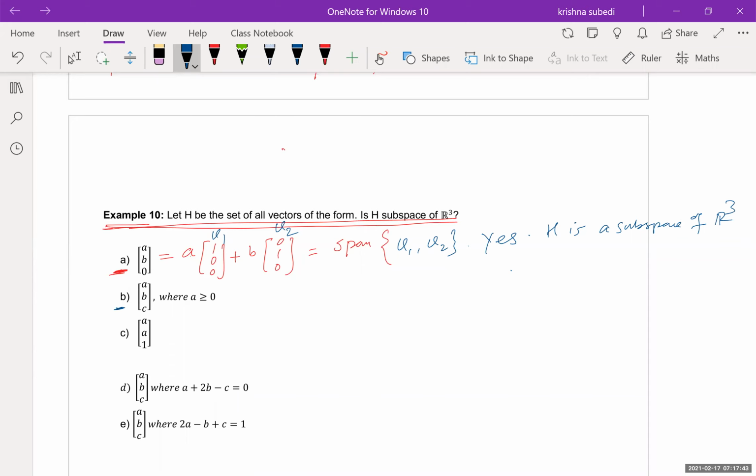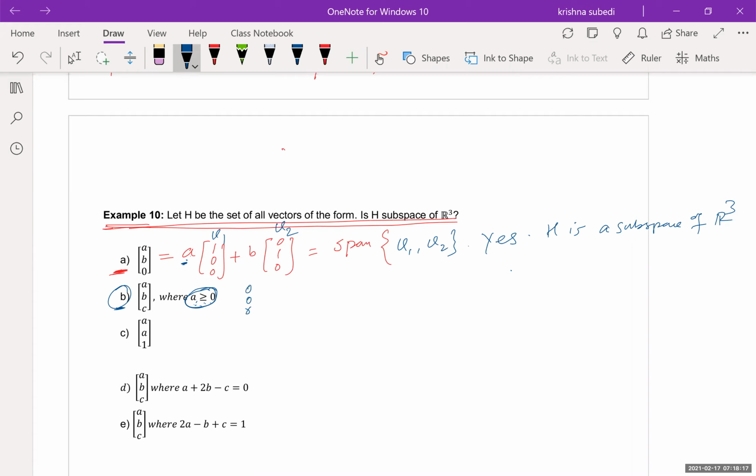Now let's look at part B. In part B, there is a condition given: a can never be negative. Okay, there is a restriction. In part A, there was no restriction. You can suppose a and b, anything that you like. But now there is a restriction: it has to be non-negative. So it will satisfy the zero condition.